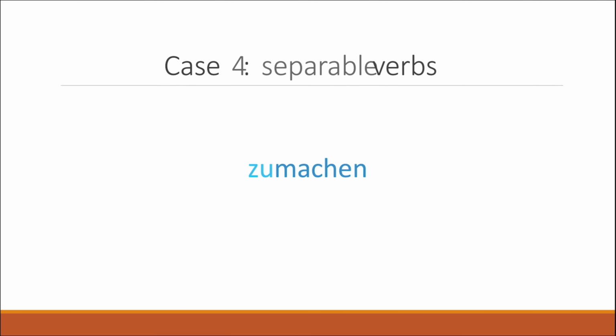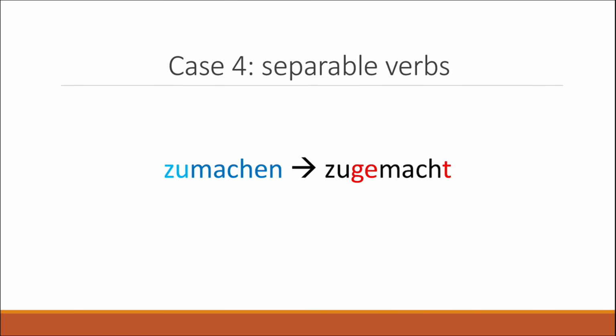Now, the fourth possibility we have is if we're considering separable verbs. Now, we already talked about separable verbs, and we said that they're made out of two components. We have the prefix, so in this case, zu, and the verb, machen. Now, in order to form the past participle of the separable verb, you would simply build the past participle of the main verb. So in this case, the past participle of machen is going to be gemacht, and then you're simply leaving the prefix at the beginning.